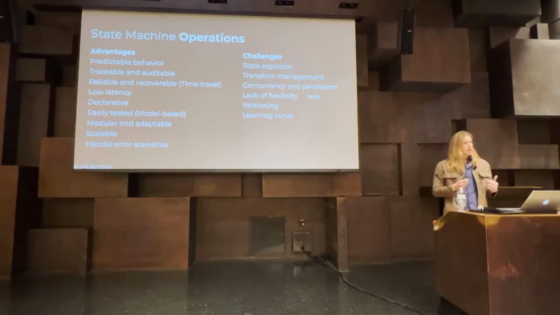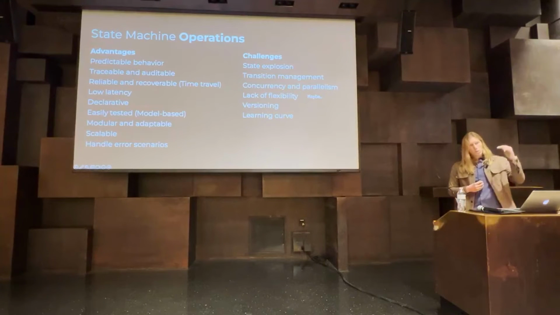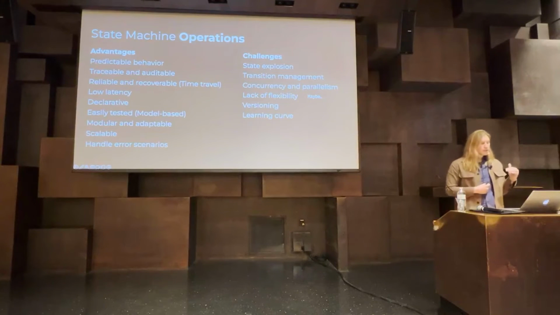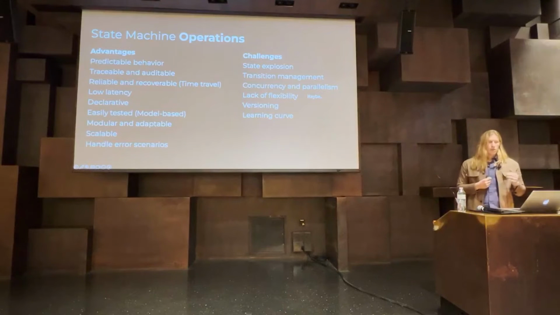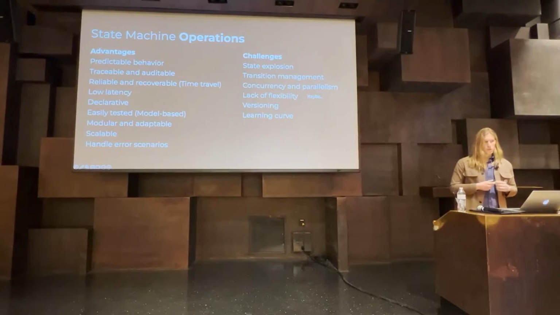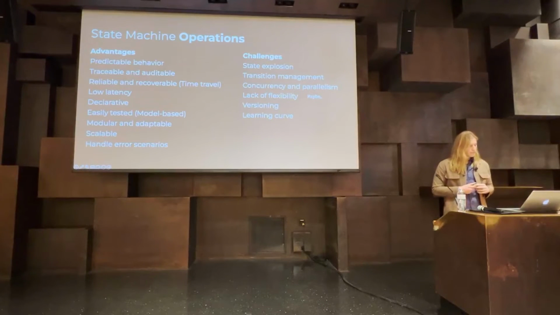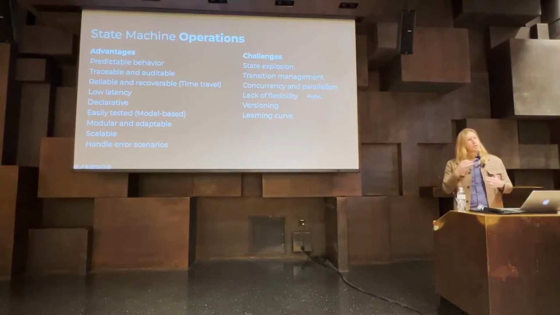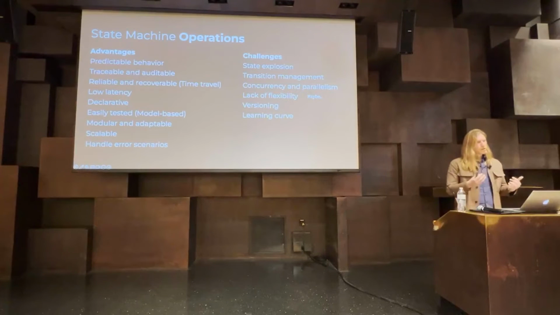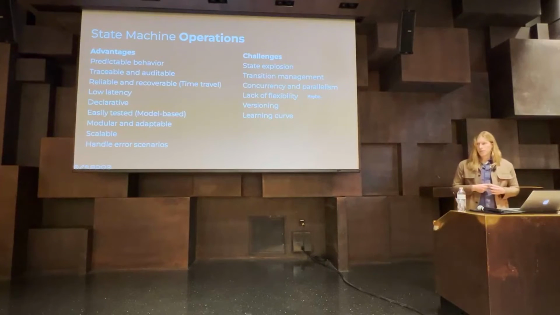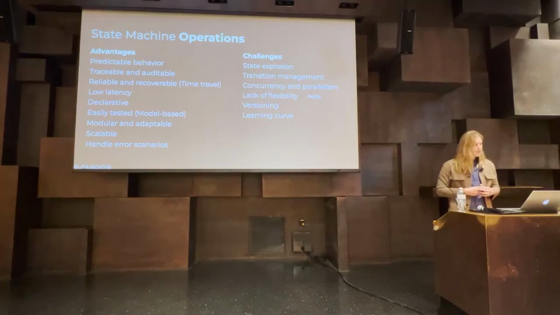Because state machines are effectively single-threaded, where you're processing one event at a time, you take on the challenge of solving concurrency and parallelism. This is where something like Azure Service Bus Sessions or AWS SQS FIFO message groups would come into play. They have a lack of flexibility. You have to deploy a new version of your service in order to change your process, and then you need to worry about versioning. And they have a bit of a learning curve. I think that learning curve is a joy, but you may be experiencing something else right now.